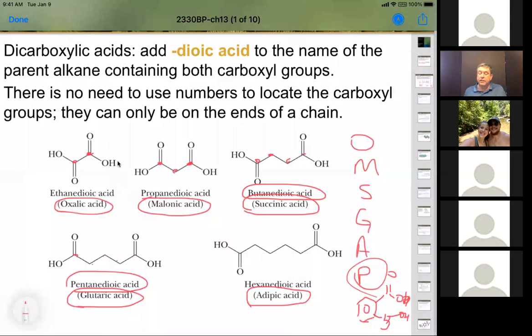Okay. So, oh my, such good apple pie gives you the way to remember all of the dicarboxylic acids. You have a question?